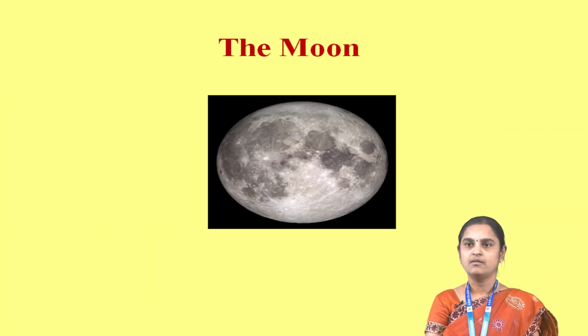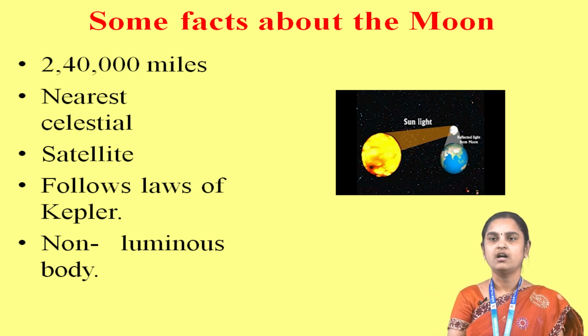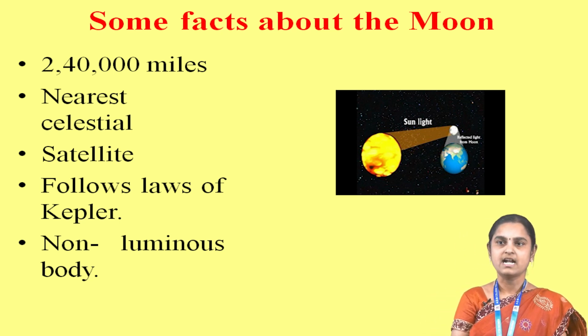So now let's move to the chapter, the moon. Some interesting facts about the moon. The moon is at a distance of about 240,000 miles from the Earth. It is the nearest celestial neighbor to the Earth. The moon is a satellite of the Earth. It moves around the Earth following the laws of Kepler. So already you have seen that the Earth also follows Kepler's law. Similarly, the moon also follows Kepler's law.